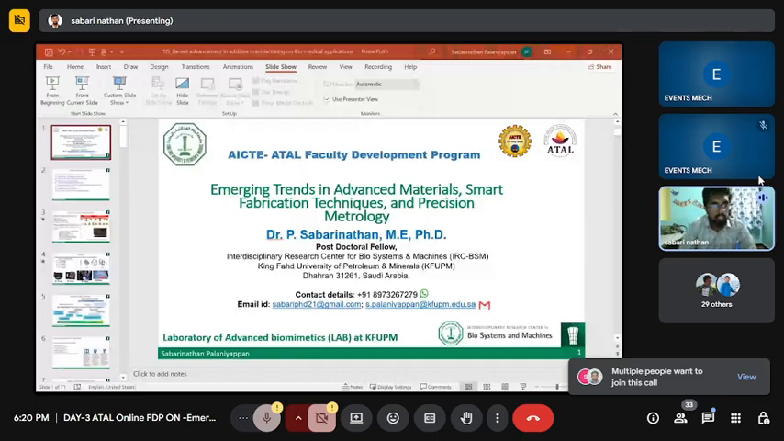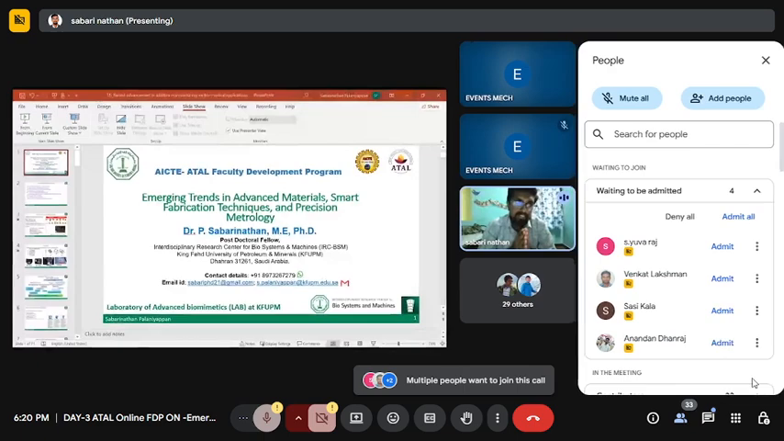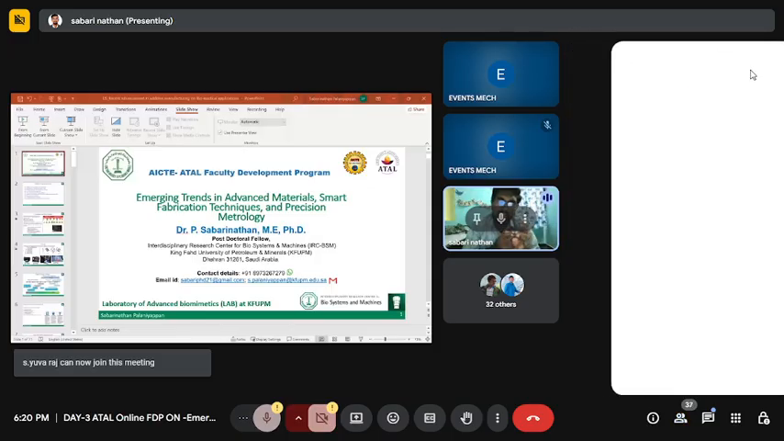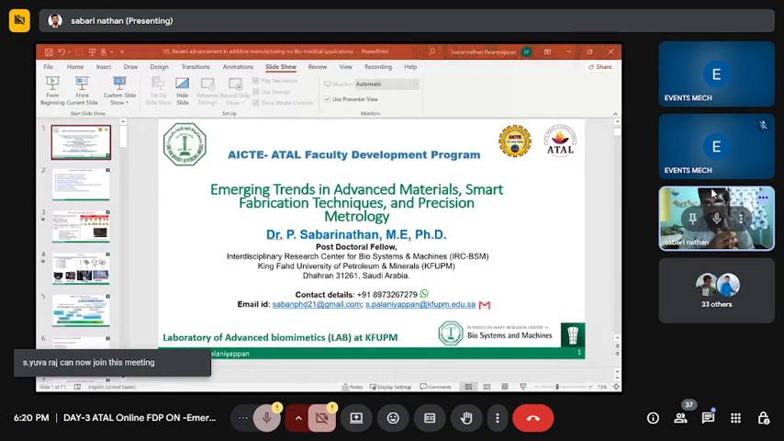So, the history of 3D printing. Everyone knows that 3D printing evolved around 2010, but it is not like that. In earlier days itself, 3D printing had evolved. In the 19th century itself, it had evolved. But the thing is, initially it was used only for prototype applications.